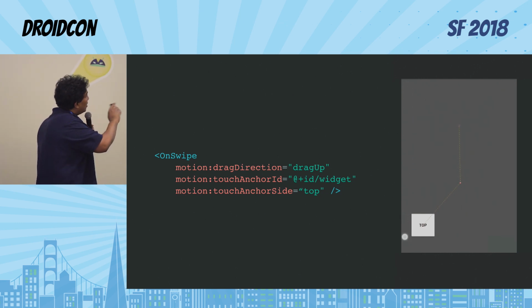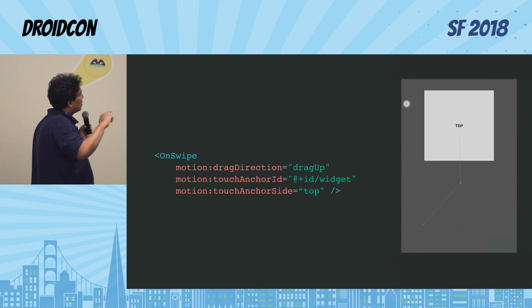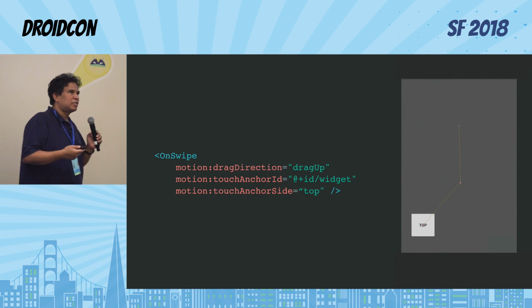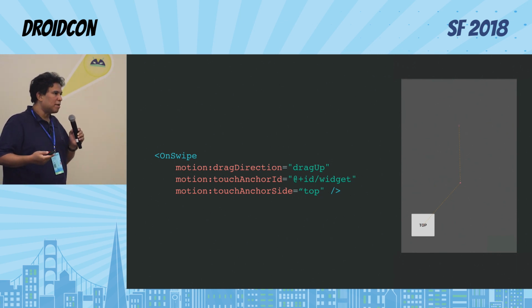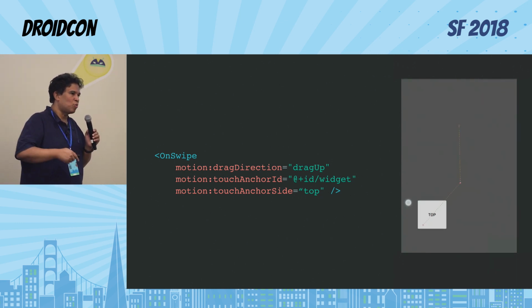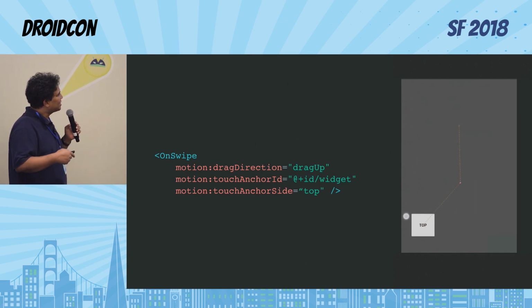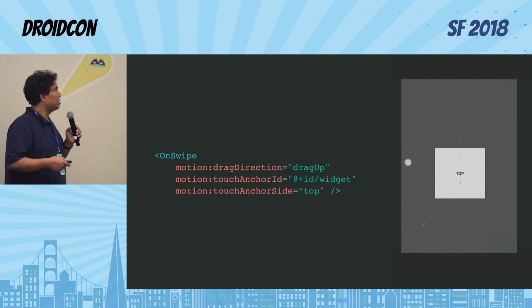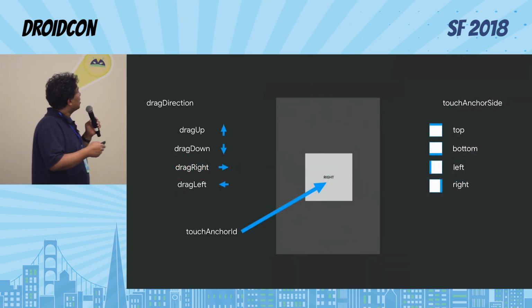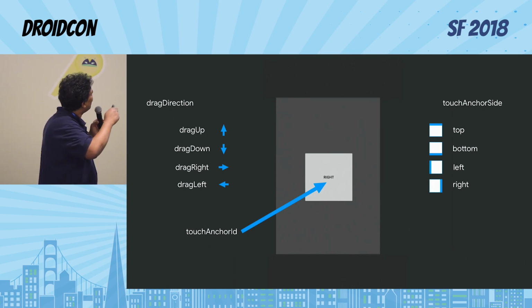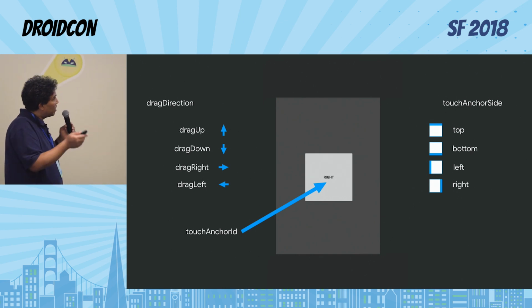Now, the first thing to realize is you will add to the internal of the XML an OnSwipe, and you're specifying the drag direction, the widget that you can think of as the anchor point for your swipe gesture, where the object that you will virtually move, and also the side of the object that you're going to virtually move. The drag direction can be up, down, left, right, left and right. The anchor is just a view, and the sides are top, bottom, left, right.